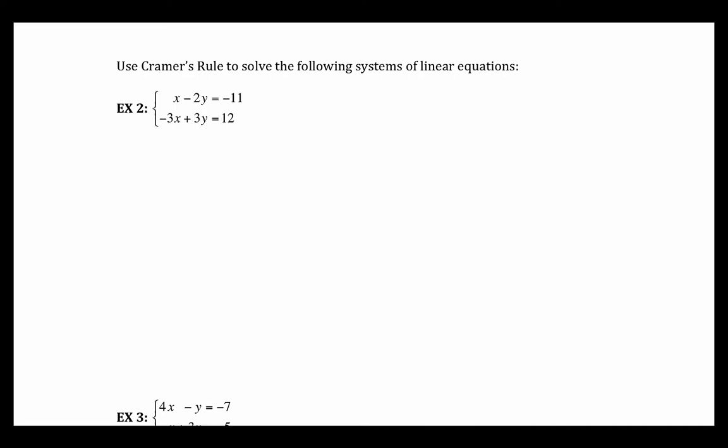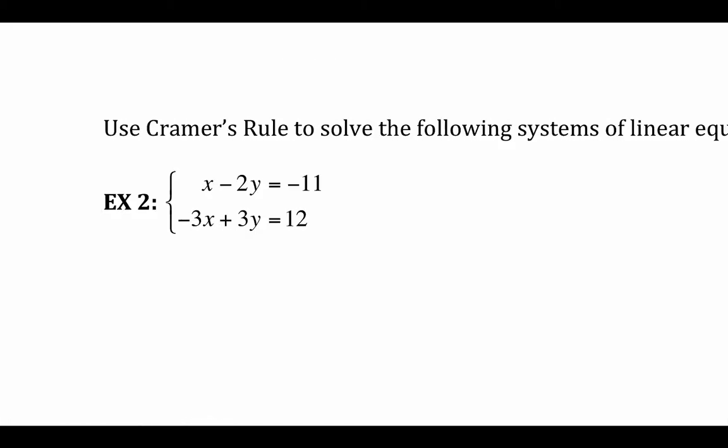All right, let's actually do some calculations now. So we're asked to use Cramer's rule to solve the following systems of linear equations. For this first system, I'm just going to start off by making it into an augmented matrix. Using our coefficients, we got 1, negative 2. For the constants, we got negative 11. And then our second row, we got negative 3, positive 3, and 12.